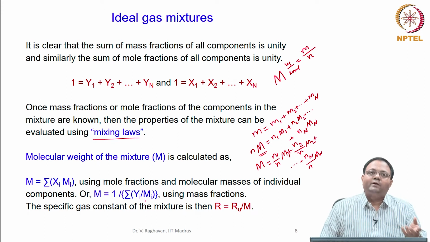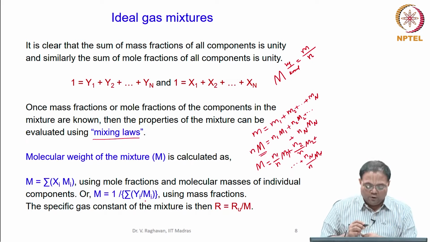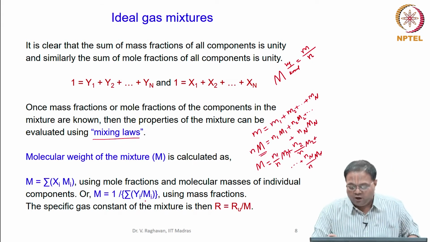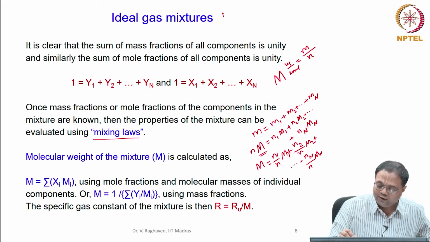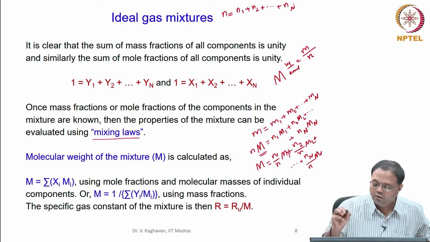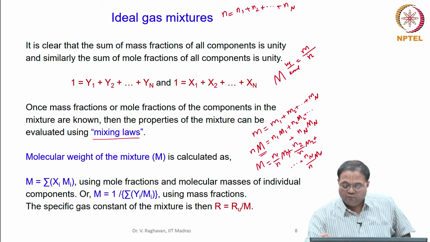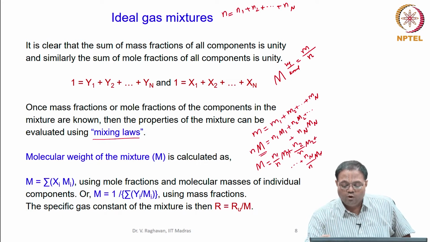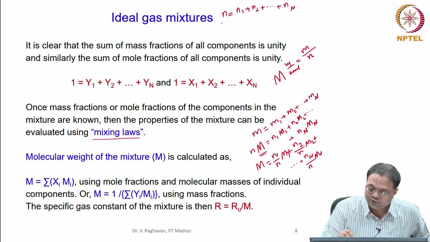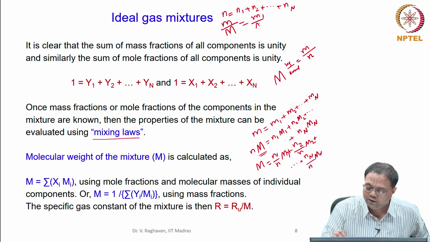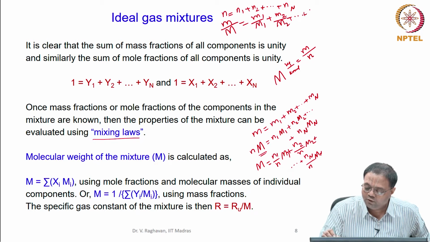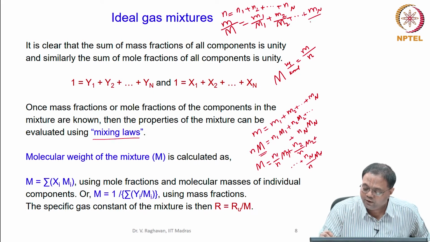If I do the gravimetric analysis, I only know the mass fractions. So how will I calculate molecular weight? I can start with this. I can write n equal to n1 plus n2 plus and so on, correct. Now I want to replace n by m. The number of moles equals mass by molecular mass. So this I can write as m divided by M. Similarly for individual components, m1 by M1 plus m2 by M2 plus and so on plus mN by MN.